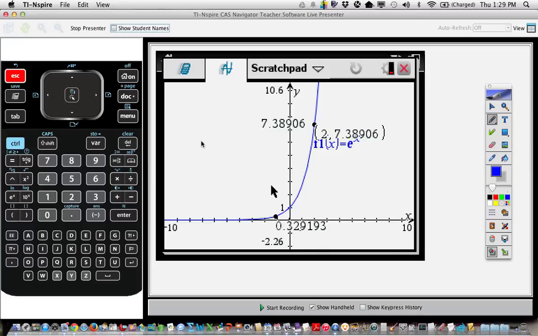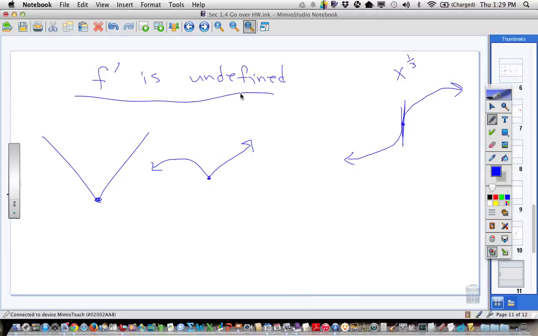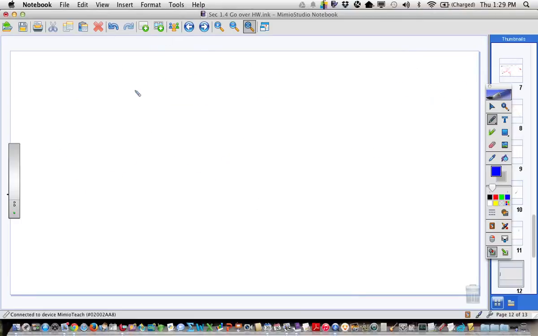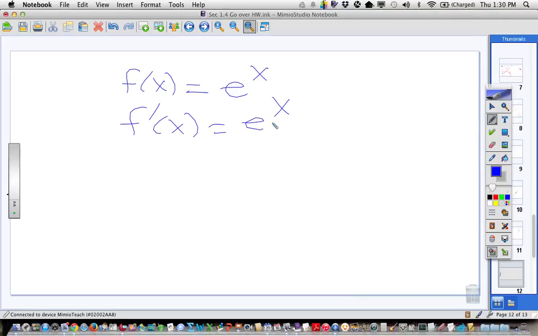So you just learned your very first derivative formula right there. If f of x is e to the x, then f prime of x is also e to the x. It's its own derivative because the y values are supposed to be the slopes. Well, for e to the x, its y values are its slopes. Okay? Only function that has that property.